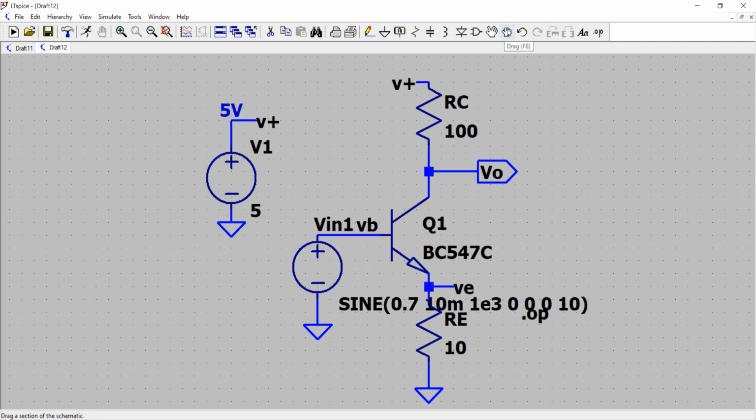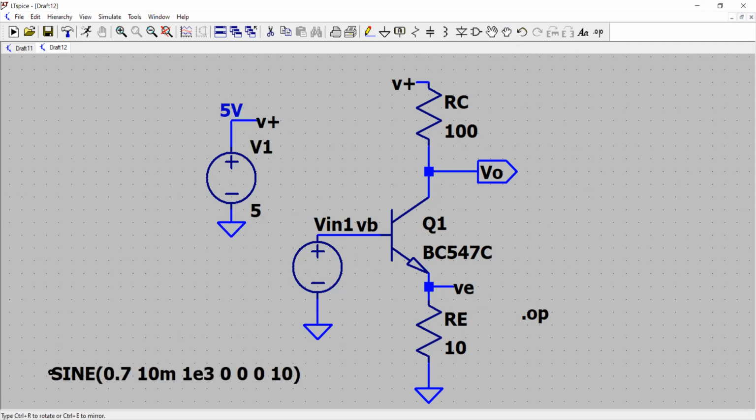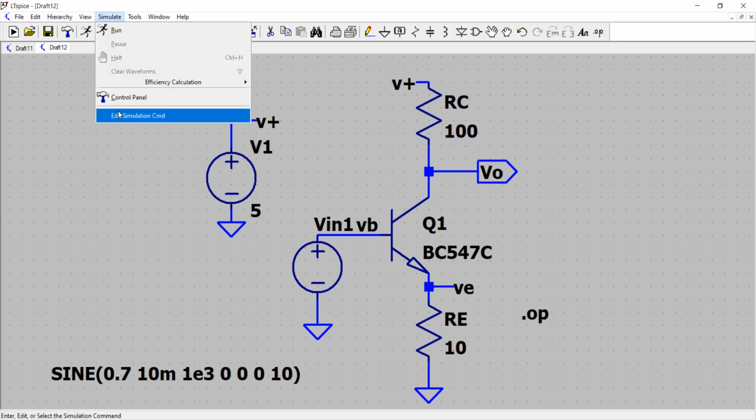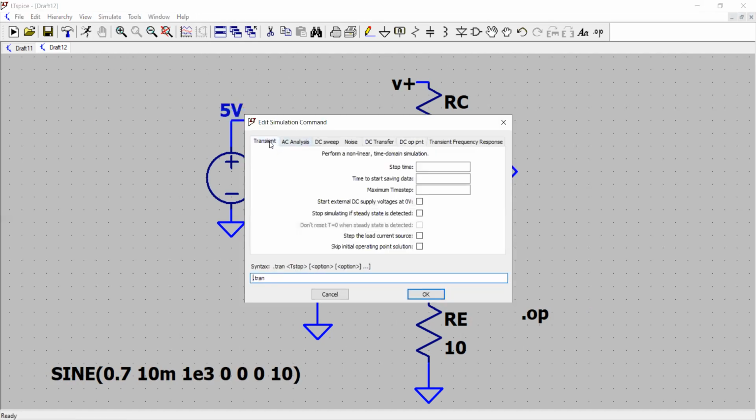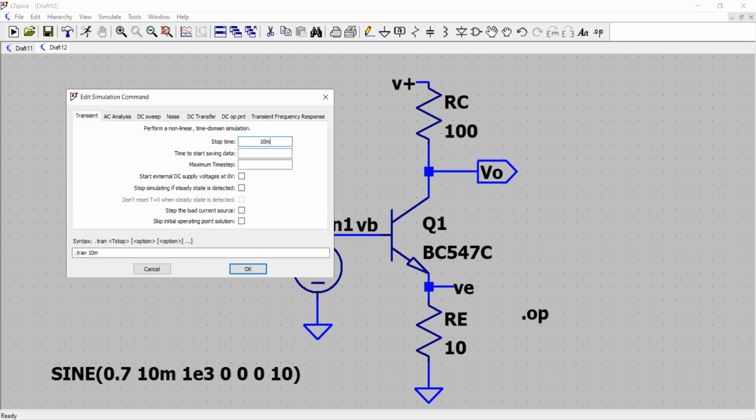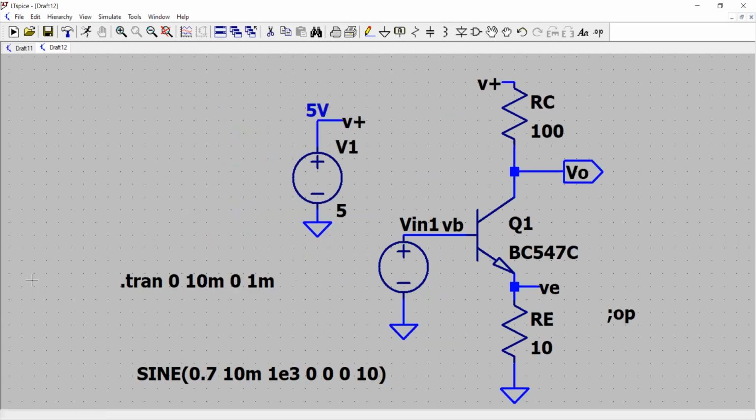So let's say this is your command. Then you do the transient analysis. Edit simulation card, choose transient, stop time, let's say 10 millisecond. Then you choose to save data from 0 second, maximum, let's say 1 millisecond. So your command is ready, put it here. That's it. As soon as you select the transient analysis, your previous operating point analysis gets disabled with this .run command.